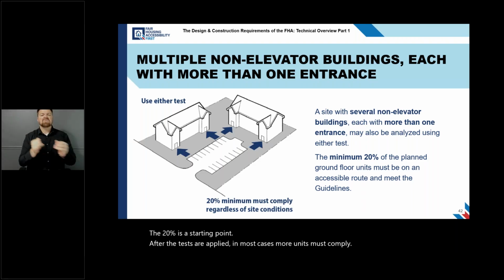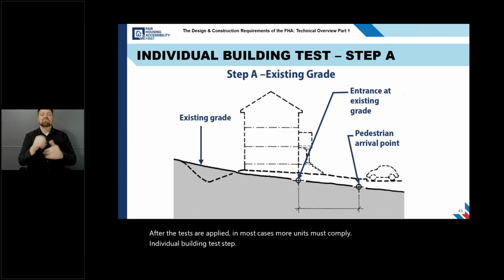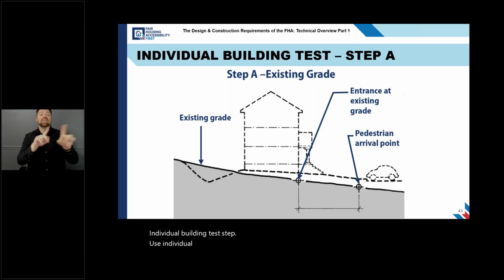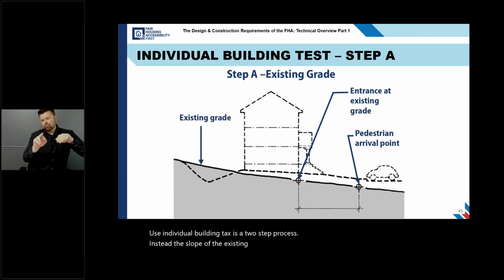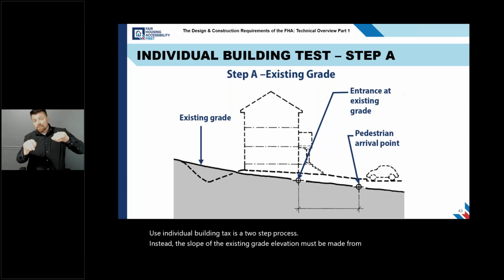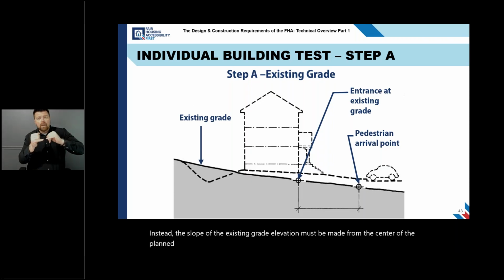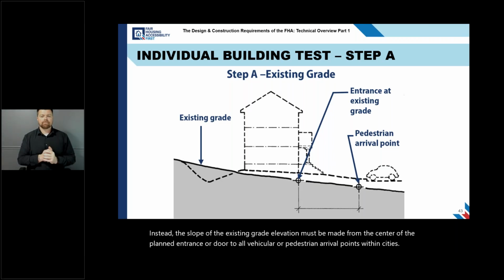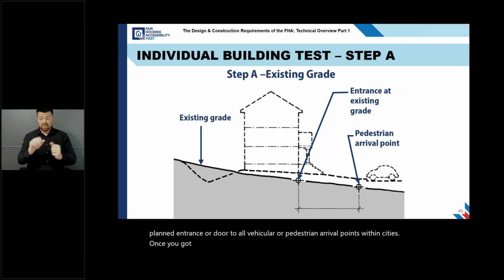Individual building test, step A. The individual building test is a two-step process. In step A, the slope of the existing grade elevation must be made from the center of the planned entrance or door to all vehicular or pedestrian arrival points within 50 feet. Once you've done that, you're going to proceed to step B.